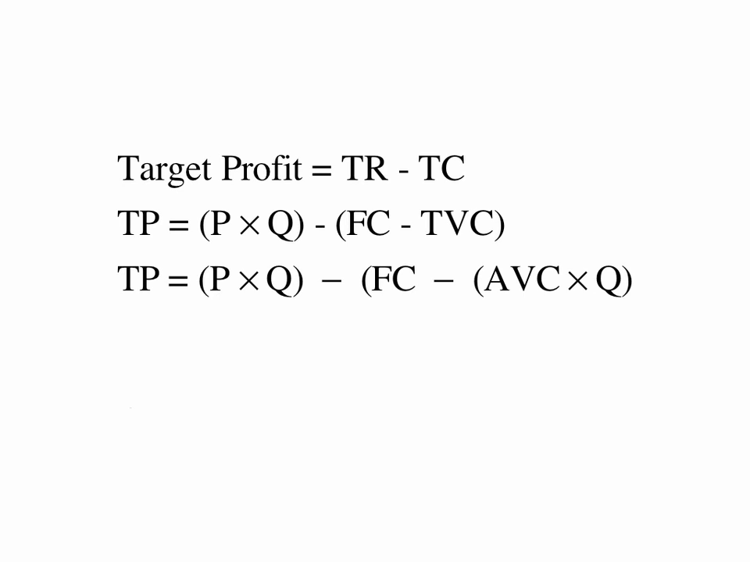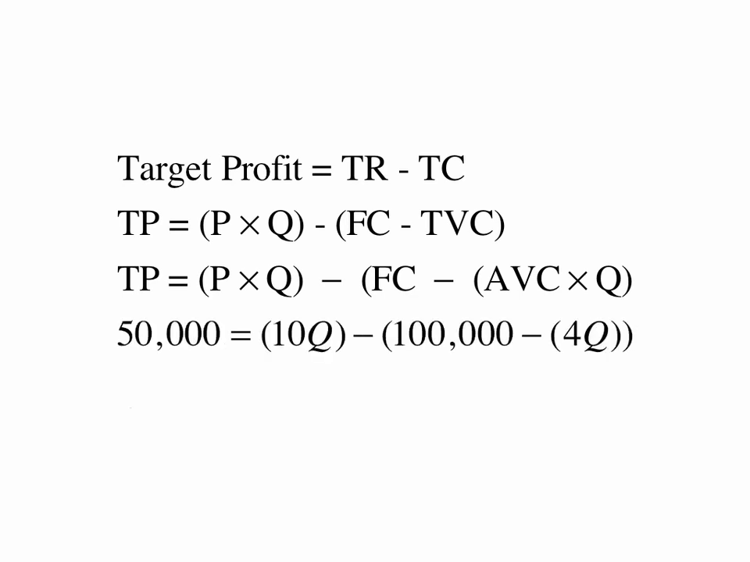Target profit is equal to total revenue minus total cost. The total revenue is the price of the product times the quantity output, and total cost is the sum of total fixed cost and total variable cost. The total variable cost could be replaced with the average variable cost times the quantity output. Now, by plugging the values into this equation, the required output level needed to achieve a target profit of $50,000 would give us a grand total of 25,000 units.